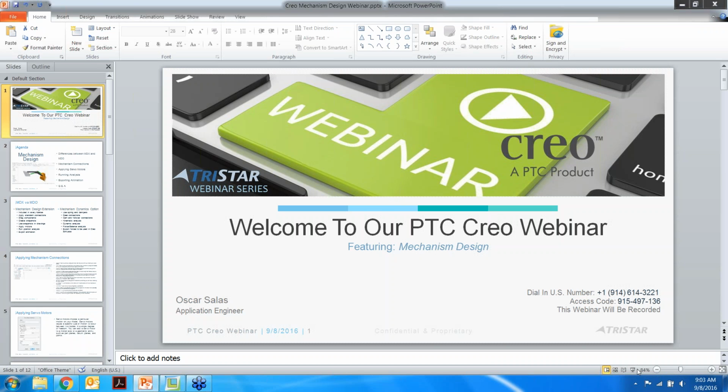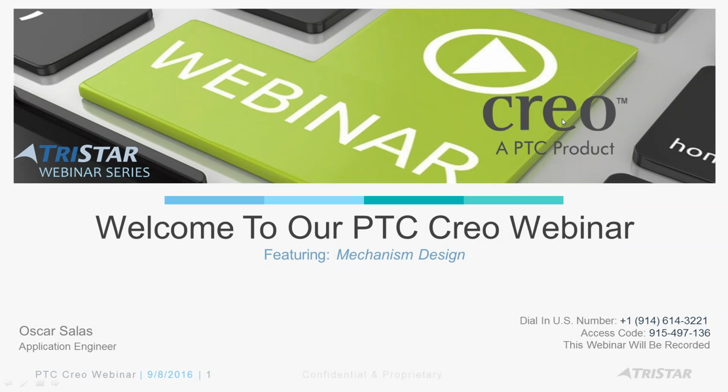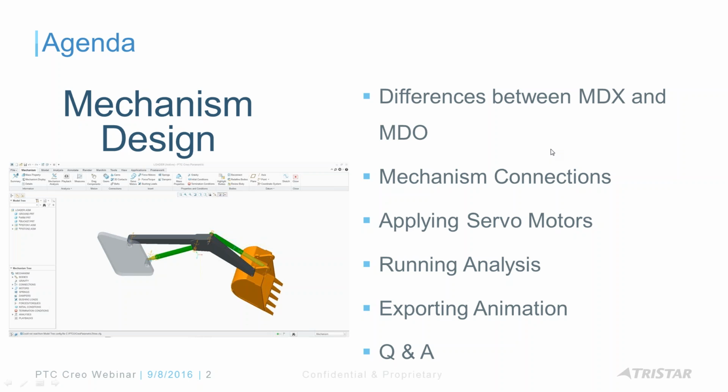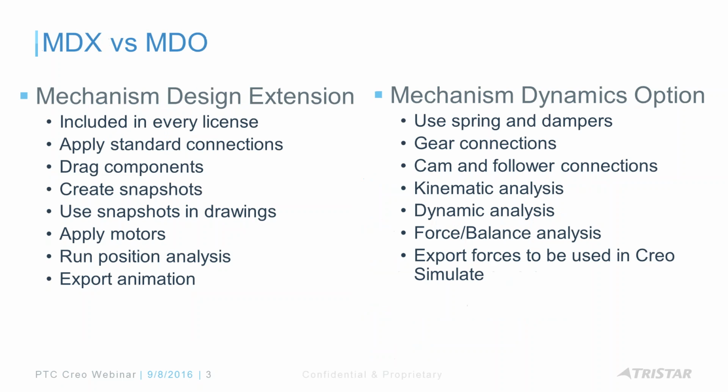So we're going to start with our mechanism design webinar. And again, this is what we're going to cover today. First, we're going to explain the differences between mechanism design extension and mechanism dynamics options. Then we're going to go over mechanism connections. We're going to go over how to apply servo motors, how to run the analysis, how you can export your mechanism as an animation, and also, again, we're going to have some Q&A towards the end of this session. So first of all, let's go over what the differences between MDX and MDO are.